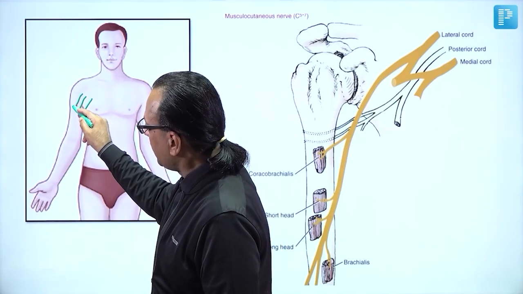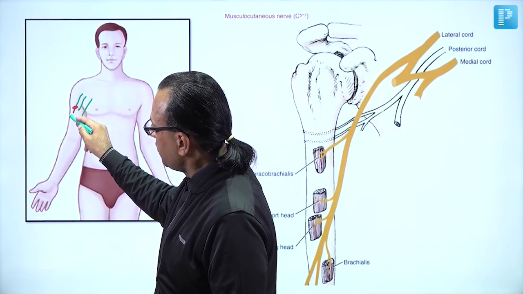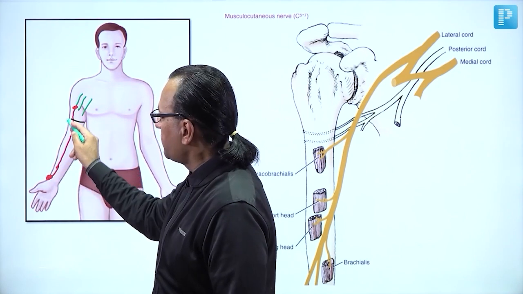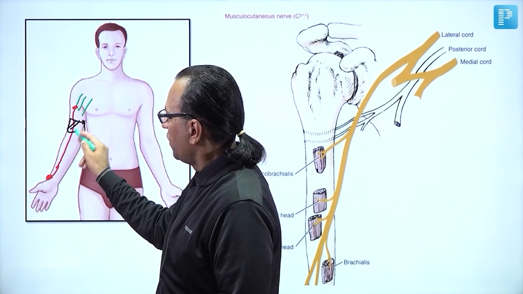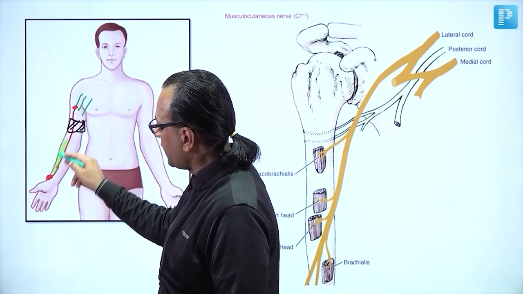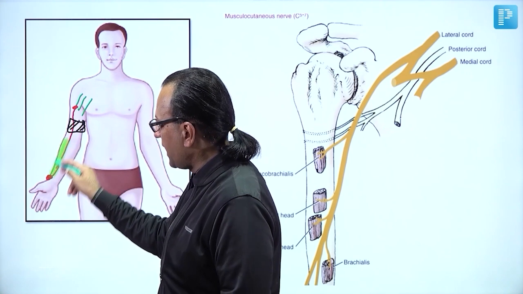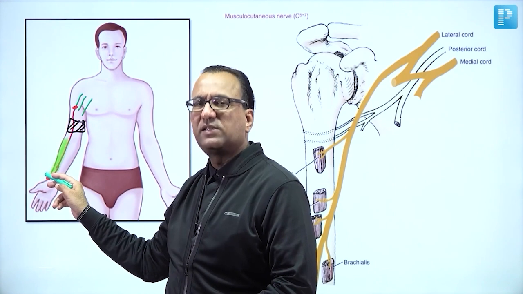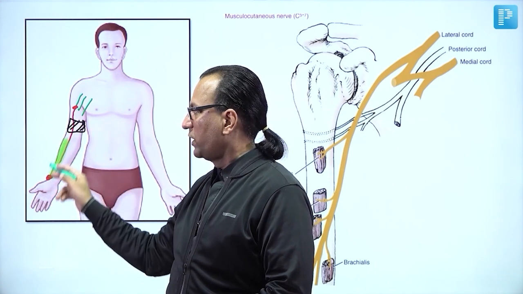It is the lateral cord of the brachial plexus which will continue as the musculocutaneous nerve, which after supplying 3 muscles in the anterior arm will continue as a cutaneous branch to supply skin on the lateral aspect of the forearm, the lateral cutaneous nerve of the forearm. Hence the name is musculocutaneous nerve.